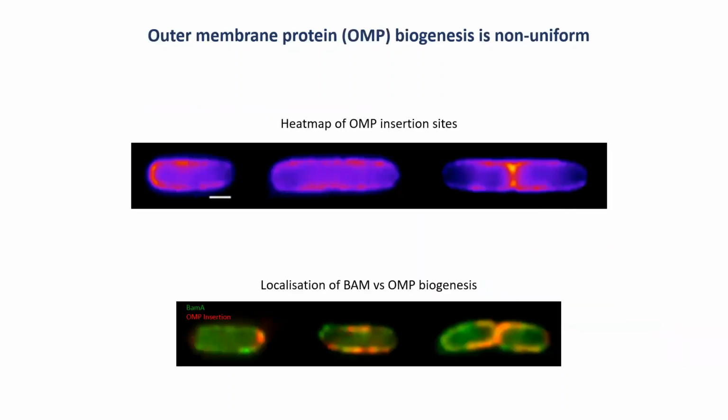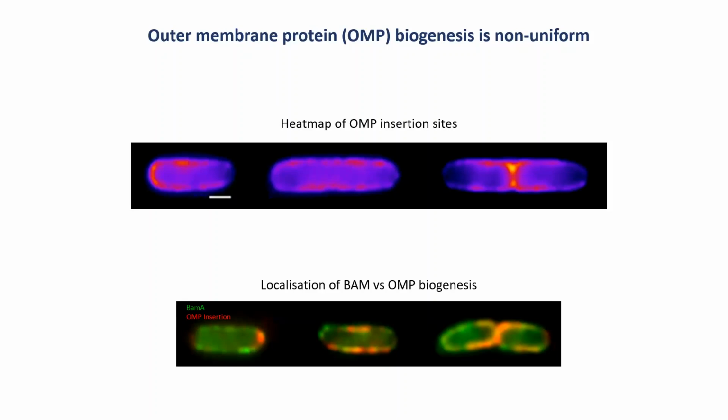But surprisingly, when we looked at OMP insertion sites, we noticed that they are not uniformly distributed at all. In fact, OMP biogenesis is mid-cell biased and cell cycle dependent. And when we compare the sites of OMP insertion to the localization of the BAM machinery, we see that they are very different. So how can we explain this disparity?